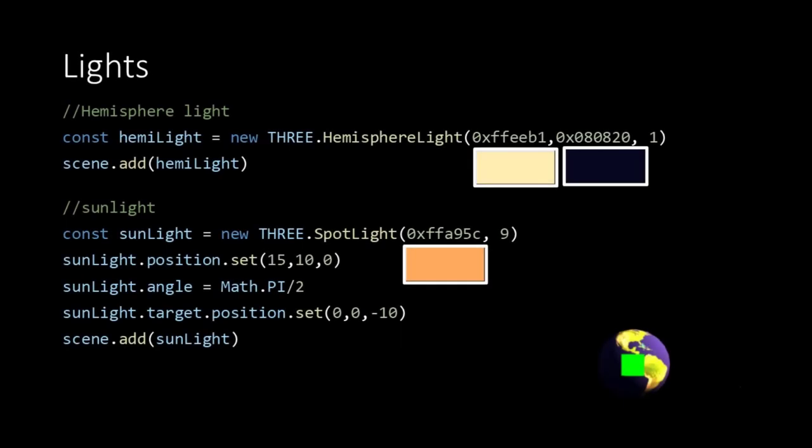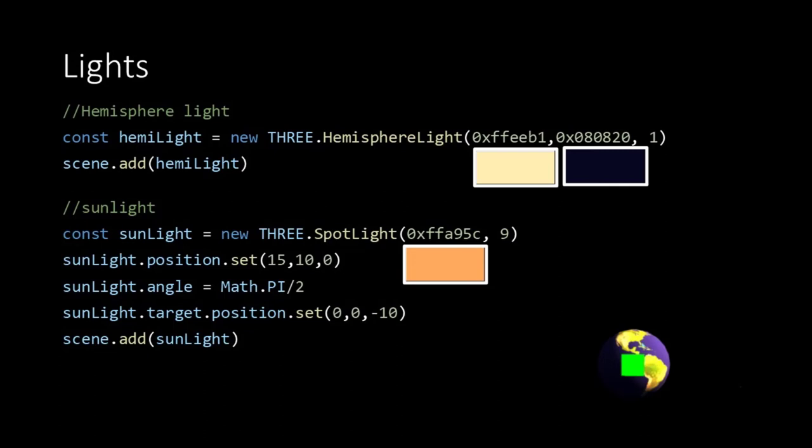In our scene, we are going to use two different kinds of lights. A hemispheric or ambient light and a directional or spotlight. The hemispheric light takes in three arguments. The first argument is the color of the light high in the sky. The second argument is the color of the light down to the earth. The third argument is the intensity of the light.